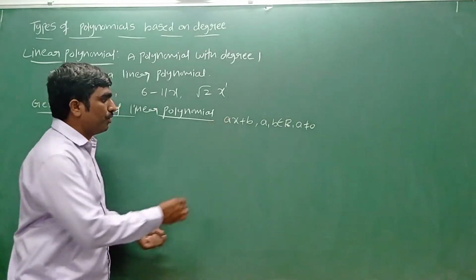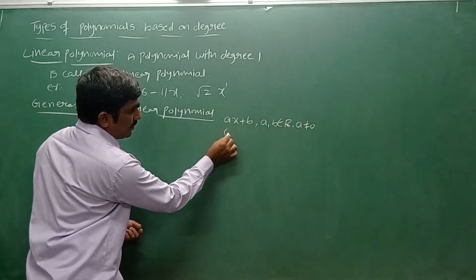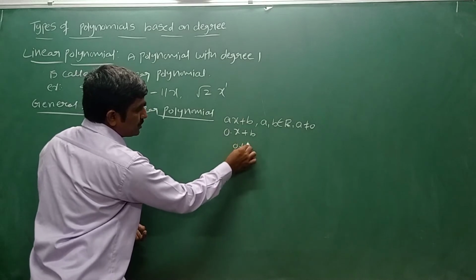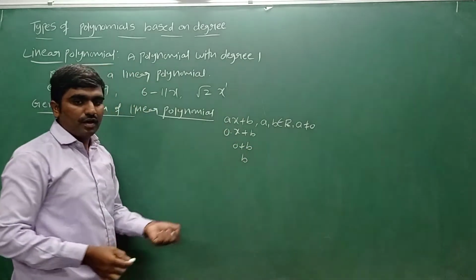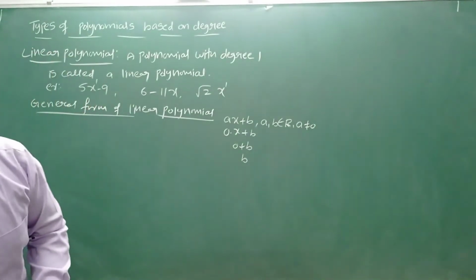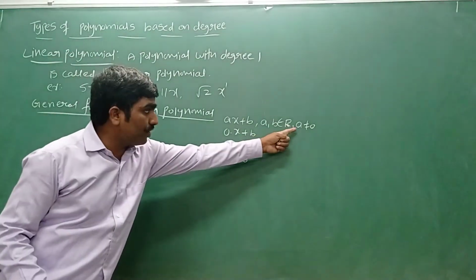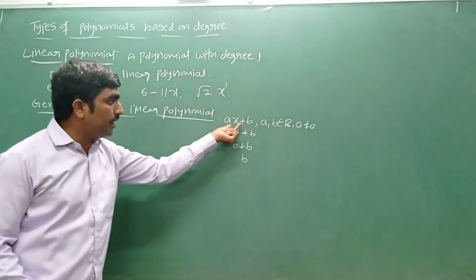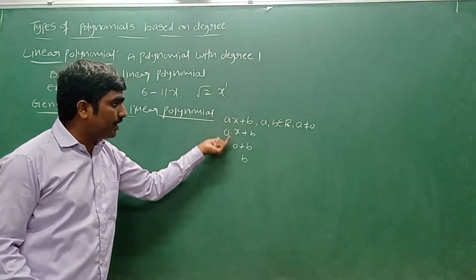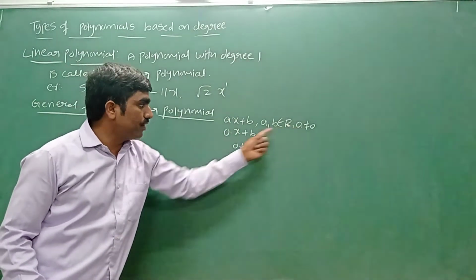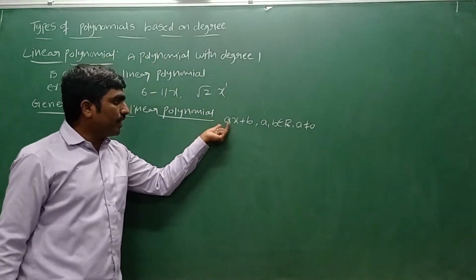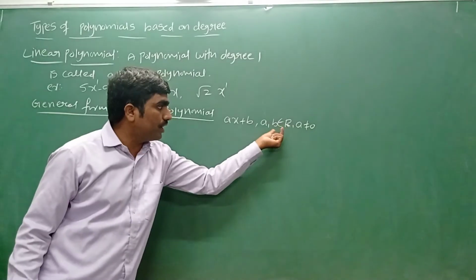If you take 0 in the place of a, it is 0 into x plus b, 0 into something, 0 plus b, and 0 plus b is nothing but b. What is b here? Constant. If a is equal to 0, we can't get a linear polynomial. To get a linear polynomial, the leading coefficient a is not equal to 0. If it is 0, we get a constant. So that is the reason a should take any real number other than 0.